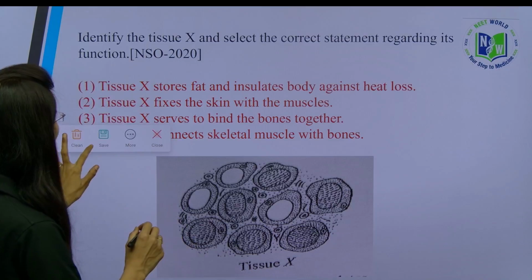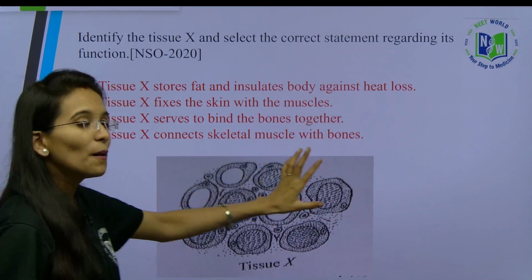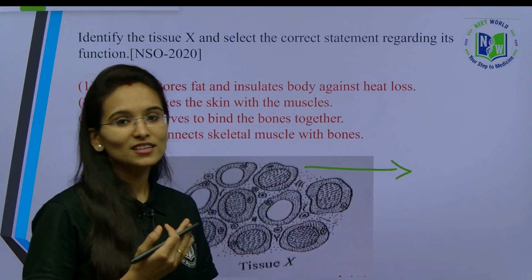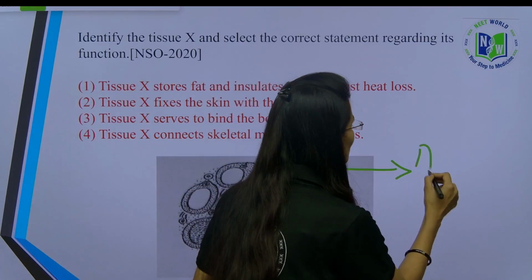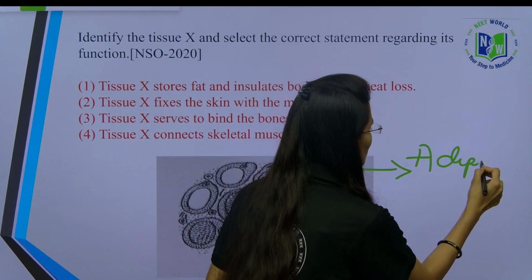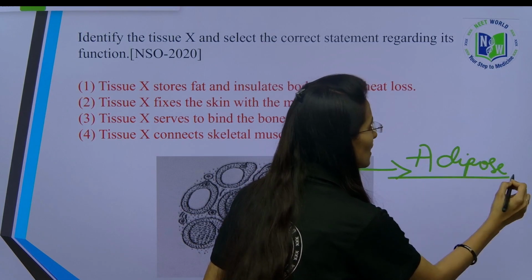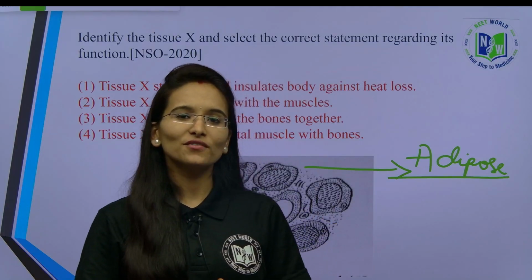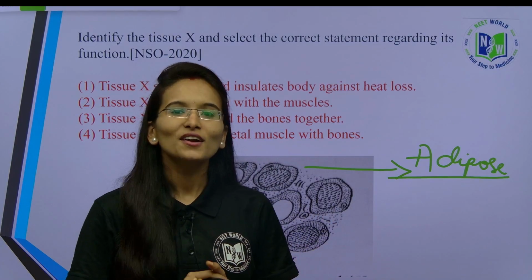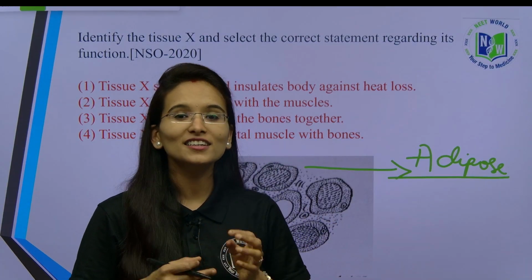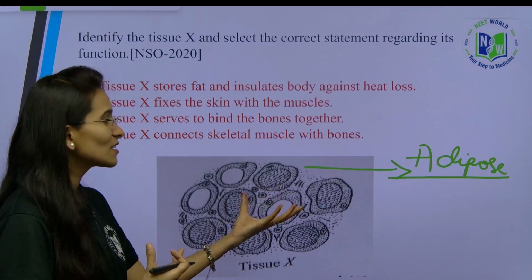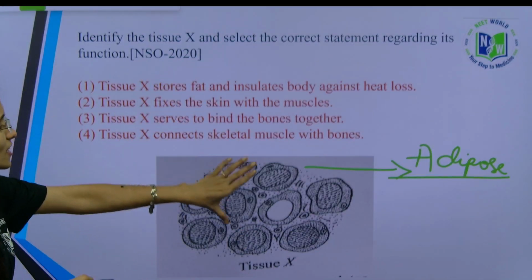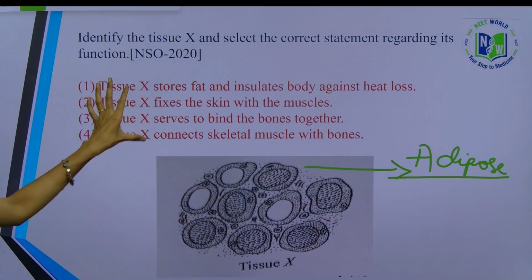It is a very easy question, I can say, students. See, by looking into this diagrammatic view, we can say that this tissue is called adipose tissue. This is the adipose tissue. So what is the main function of the adipose tissue? Just to store the fat, and it gives protection, and it helps in insulating our body against the heat. So related to this tissue X, these are the options.